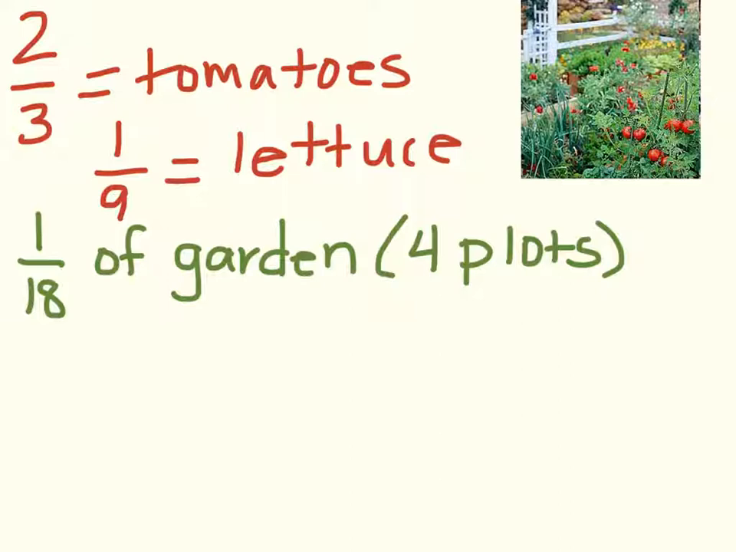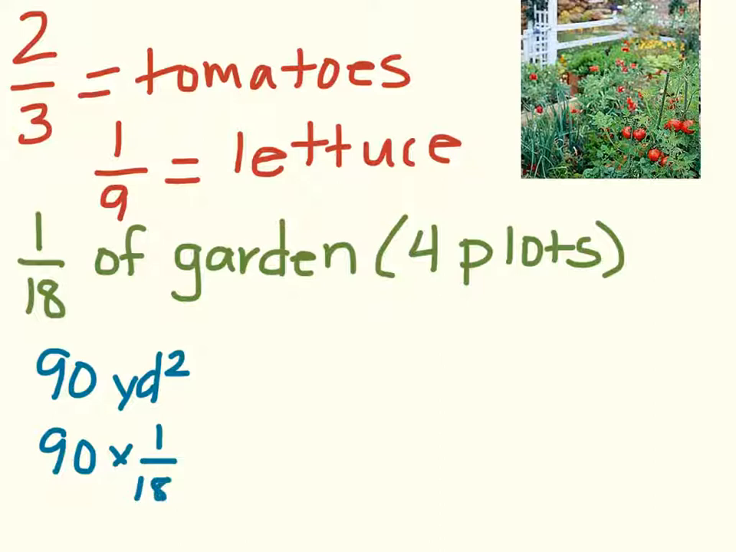If the total area of Stephen's garden is 90 square yards, what is the area of each small plot of land? So our question here is, what is 1/18 of 90? Remember, of is code for multiplication. So what is 1/18 of 90? It's 5. So each small plot of land is 5 square yards.